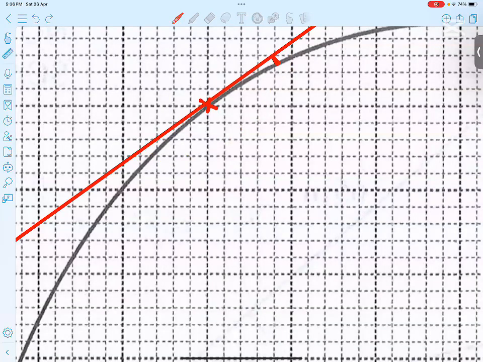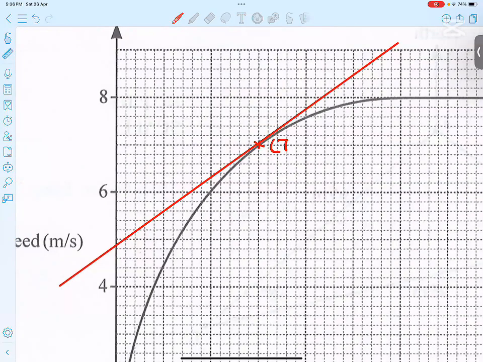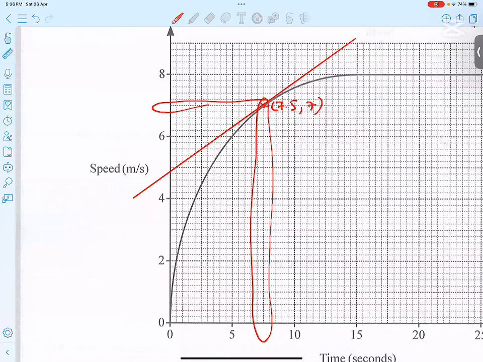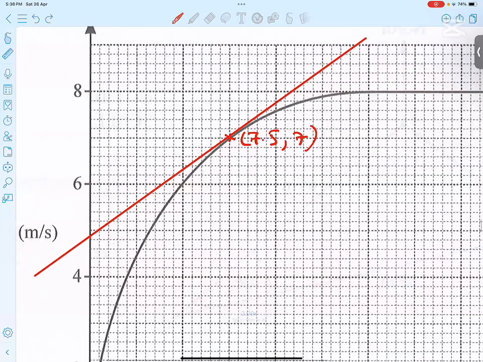And now take 2 points. So this is 7.5. And what is the y coordinate? 7. So 7.5, how come? Along the x-axis it is 7.5, along y it is 7. Take any other point. For example, I can take this point.